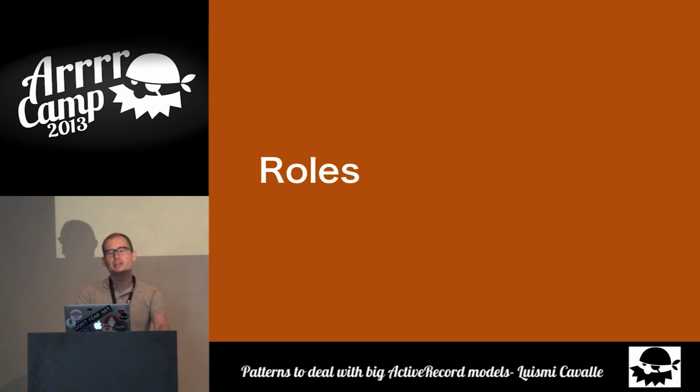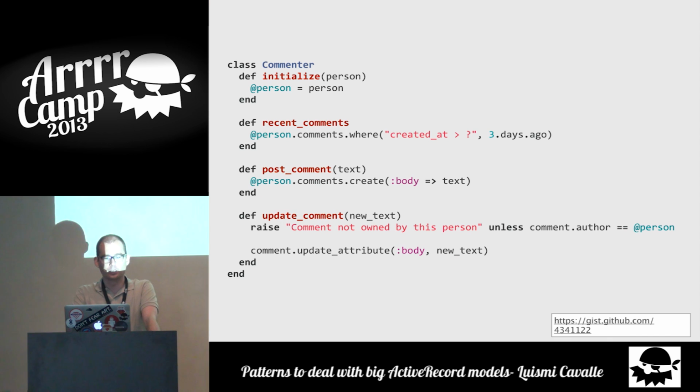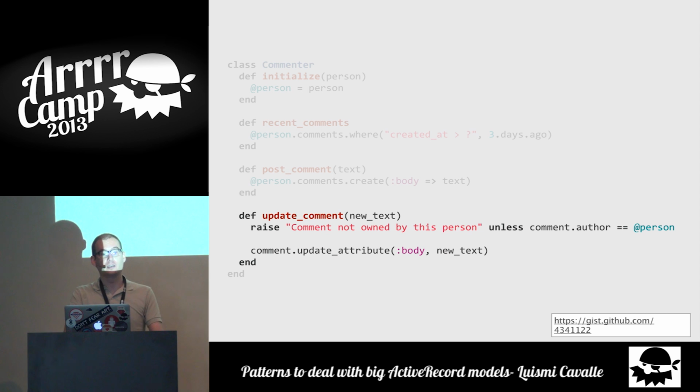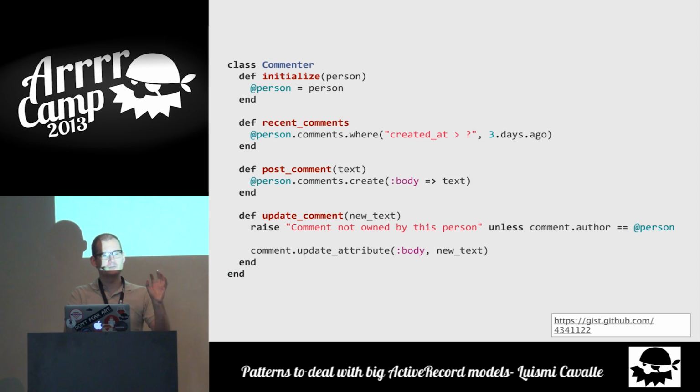Now, a slightly different variation of the previous technique is role objects. Role objects are similar to responsibility objects, but what we put here is not the logic of one individual domain rule or domain action. What we put in a role object is the logic related to the fact that an instance of that model can play a certain role at a given moment in my application. For instance, in this example, a person can act as a commenter in our application. And as a commenter, a person can get the recent comments, she can post a new comment, and she can update comments as well. So this is a very similar idea to responsibility objects. We are decorating model objects, but we are using a different criterion to organize the code. And that's why the trade-offs are very similar to the trade-offs that we saw for responsibility objects.